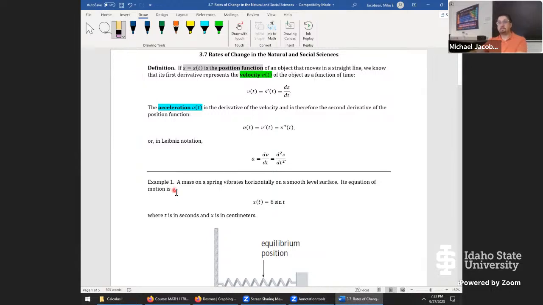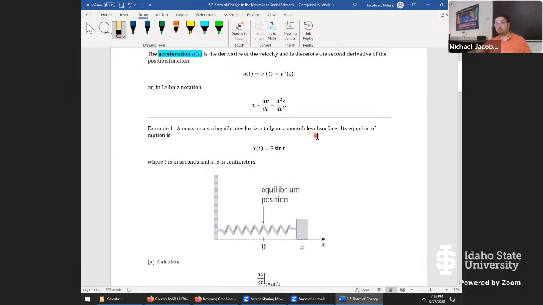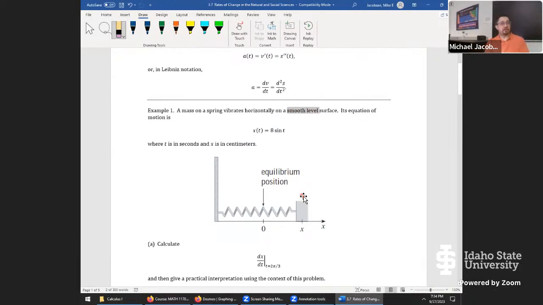Okay, so here's our example. It says a mass on a spring vibrates horizontally on a smooth and level surface. So when we say smooth level surface, it means the model that we are putting to this moving mass right here is not a perfect one. We're assuming that there's no friction whatsoever, that the only resistance that x ever experiences is coming from the actual spring itself on this diagram. So when it says the mass, that's this thing right here, that entire block. The spring is this thing. It's extending and contracting with time.